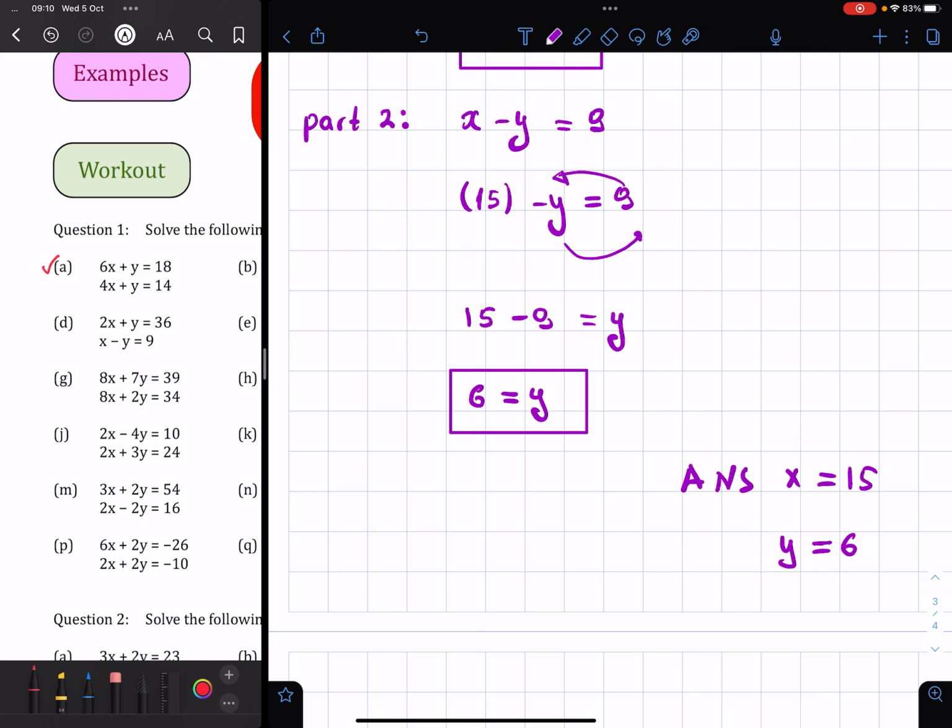What? Question 1C. No, this is question 1D. I didn't do question 1C. Okay, we skip question 1C, because they look like question 1A and B.